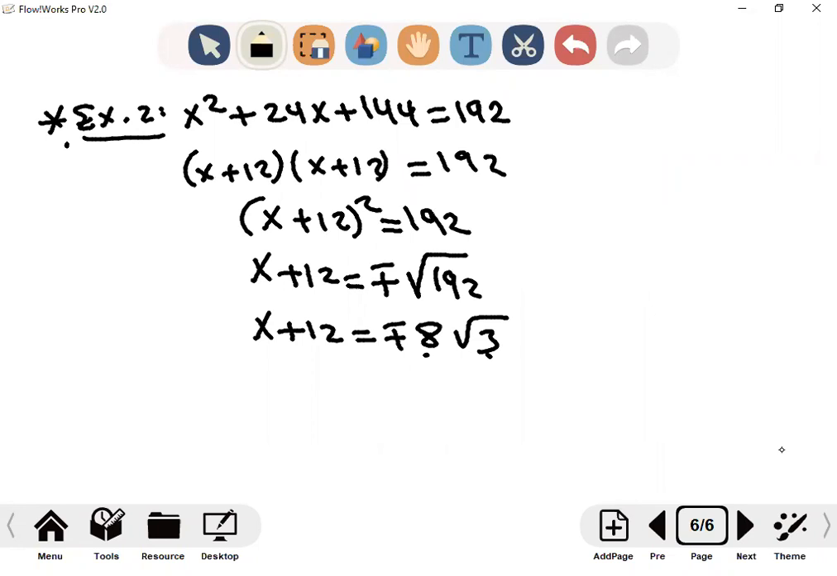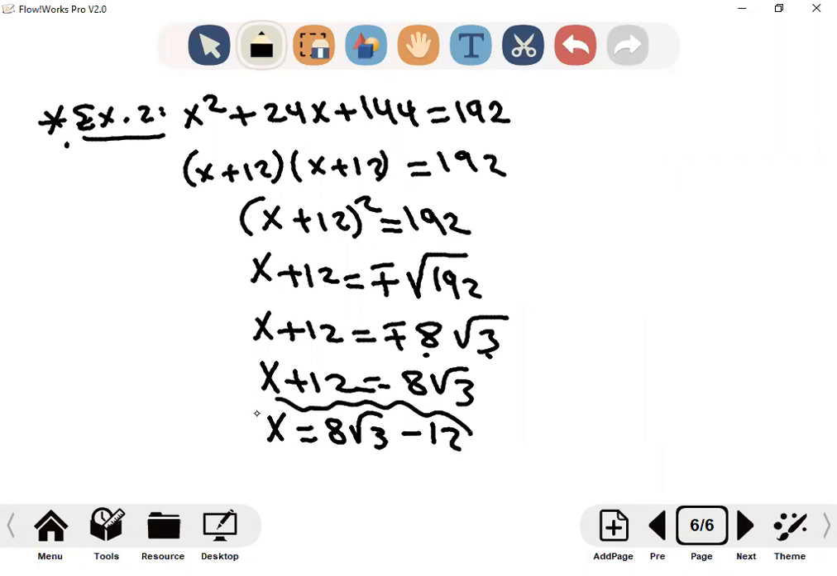But how will we use it? X plus 12 equals, the first case is the positive part, 8 square root of 3. Now shift the 12 here. It will be x equals 8 square root of 3 minus 12. This is the first solution, just like this. This is a real number: square root of 3 times 8 minus 12. Done? Not an exact number.